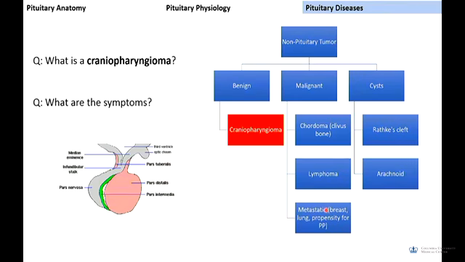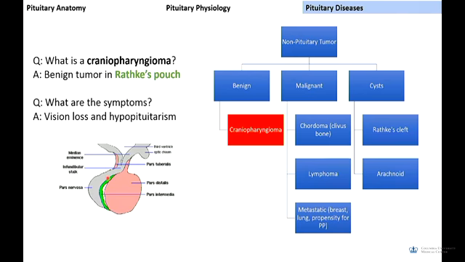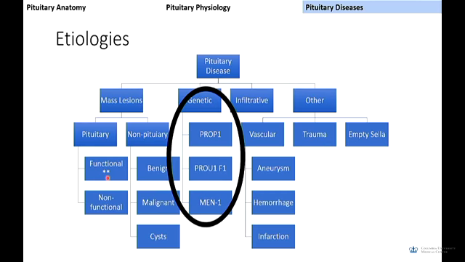The others are on the sheet, so you can look at them if you want, but I think this is the most important. It's a benign tumor in Rathke's pouch, so that's the embryological structure that remains, shown in green here. Symptoms are vision loss and hypopituitarism, so those are the space-occupying signs. Now moving on to genetic problems.